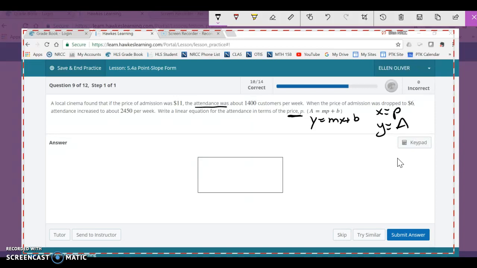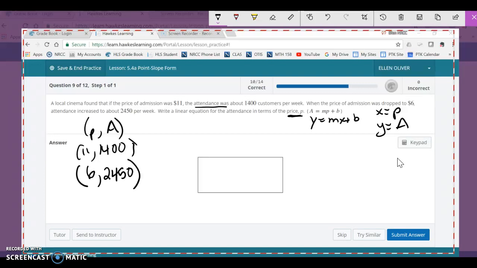Okay. So our 2 points, x, y, look like this. So 1 point is at $11, our attendance was 1,400. And the other point is at $6, we got more people to come. Okay, so I can find the slope with those 2 points. So my slope is (2450 minus 1,400) over (6 minus 11). 2450 minus 1,400, I don't want to make a mistake like I did before. 2450 minus 1,400 is 1050 over -5. So that reduces to -210. So that's my slope.